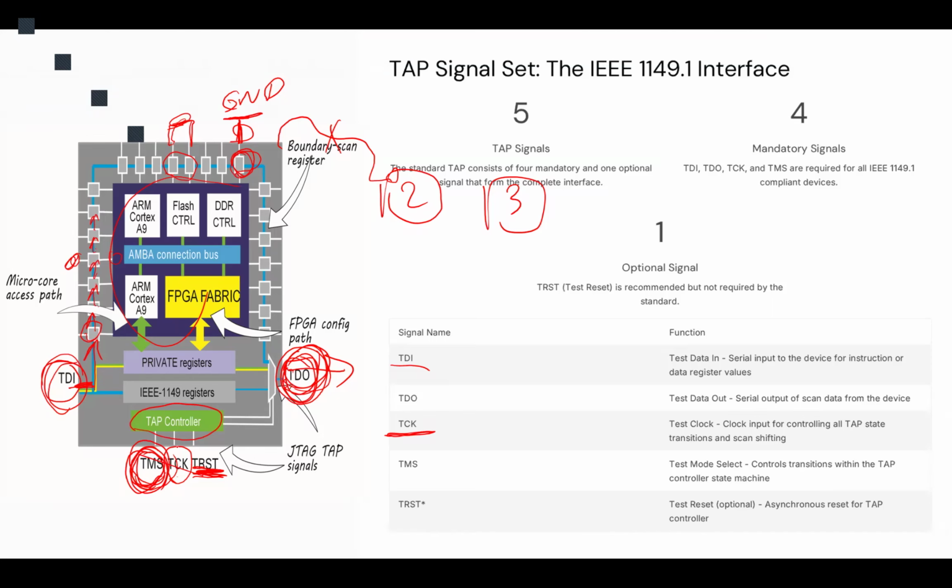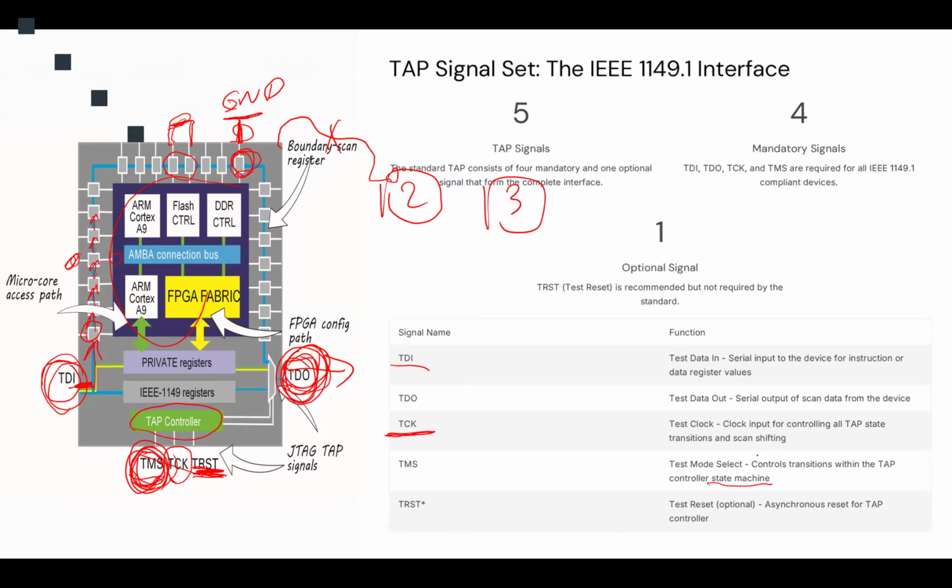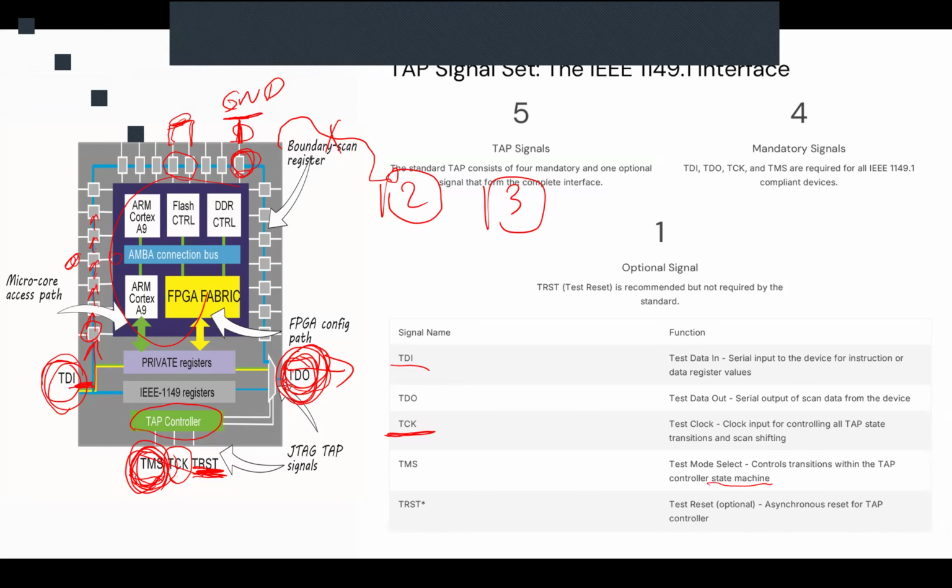Another one is TMS. That TMS basically controls the state of the system. We already talked about the states of those scan cells, the three states that they could have. So how we choose between those states, we control that through the pulses that we send through the TMS.